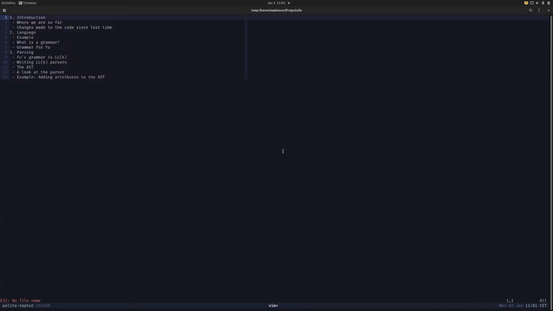This time we're going to look a little bit at parsing and explain how the parser that I've started to implement works. And finally we'll add some additional parsing capabilities. In particular, we're going to add attributes to the grammar so that you can annotate declarations with custom attributes, or attributes that say things about linkage or things like that.